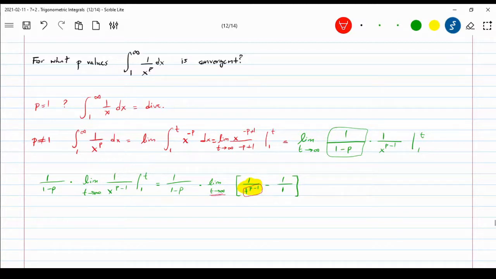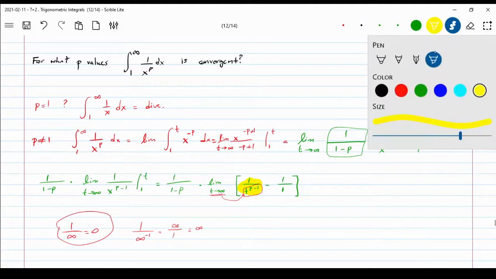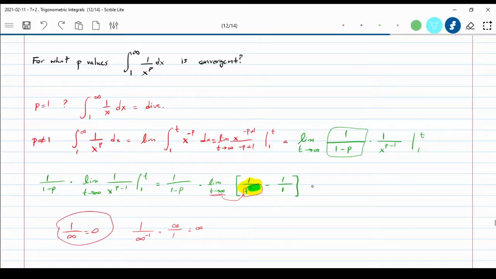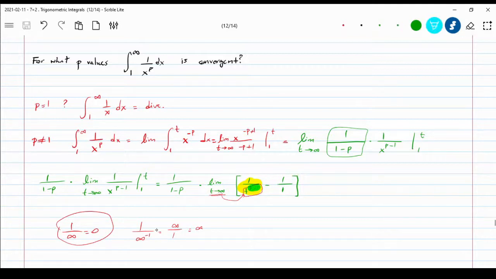But since t is approaching infinity, we want infinity to be to a positive power. If you had 1 divided by infinity, this results in 0. But if you had 1 divided by infinity to the power -1, this is the same as infinity divided by 1. So basically, this would be infinity. So what we want is this case: we want this fraction to be 1 divided by infinity, which means we want the p minus 1 exponent to be a positive value. Otherwise, the infinity will move to the numerator and cause the integral to be divergent.